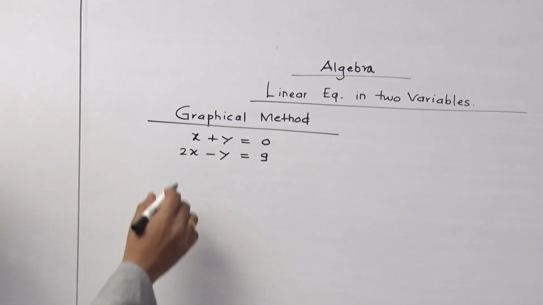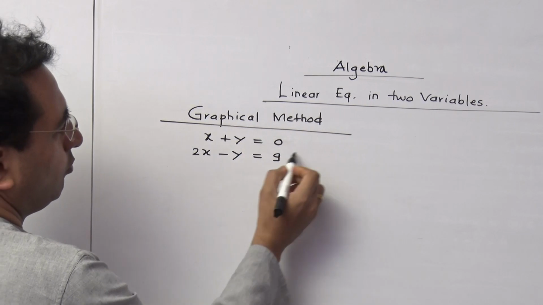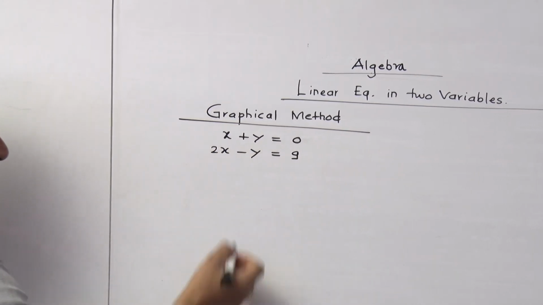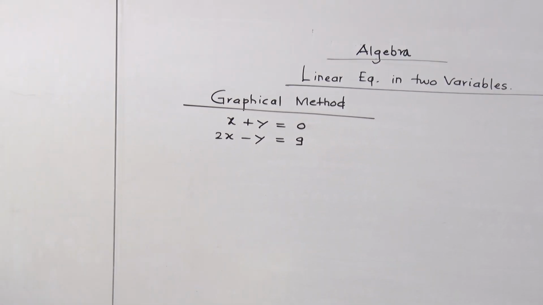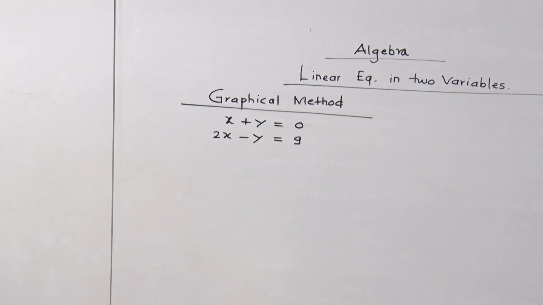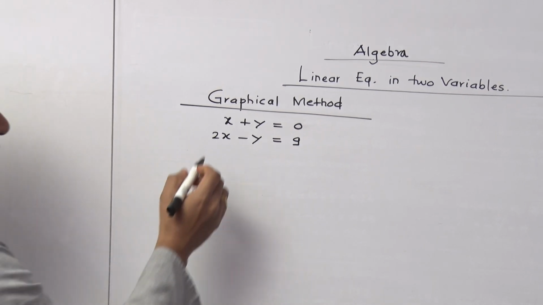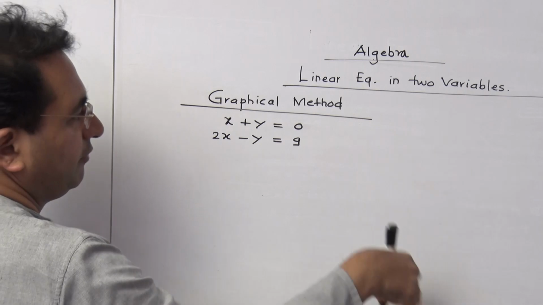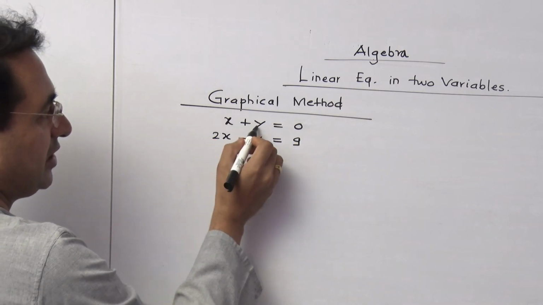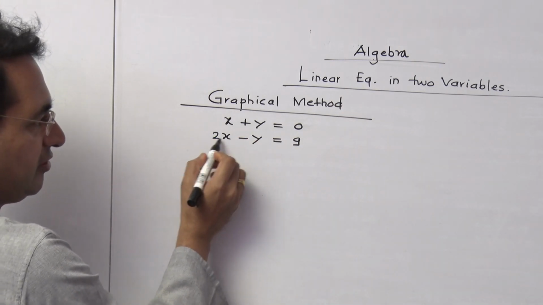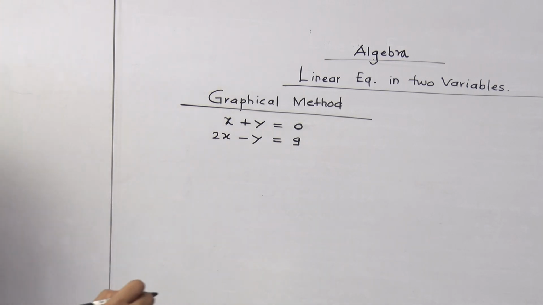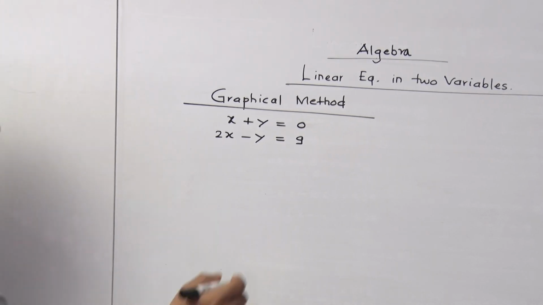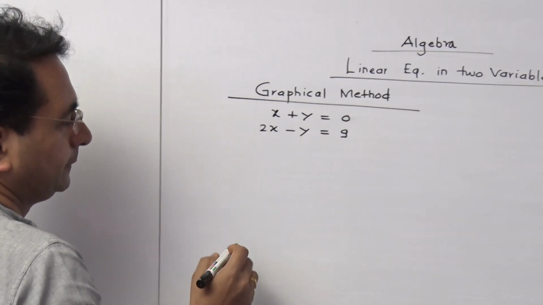Now there is no need to write equation numbers and all, because we are not going to add or subtract anything. We are going to draw the graph of this equation. We have to draw this line also on the graph, and then those lines will intersect, and that point of intersection is the solution. That is what we have to write.